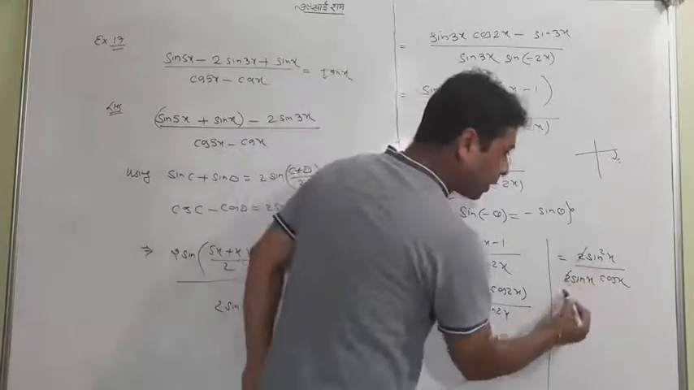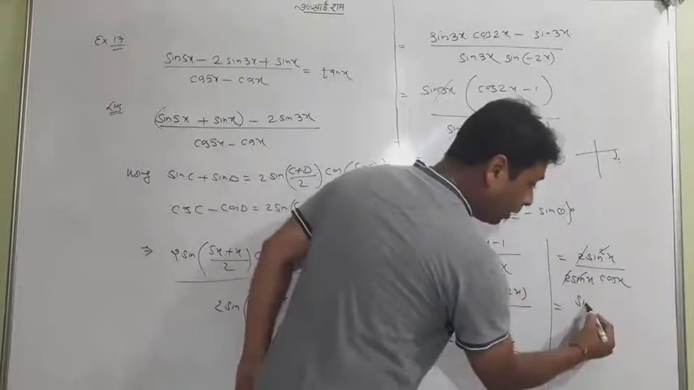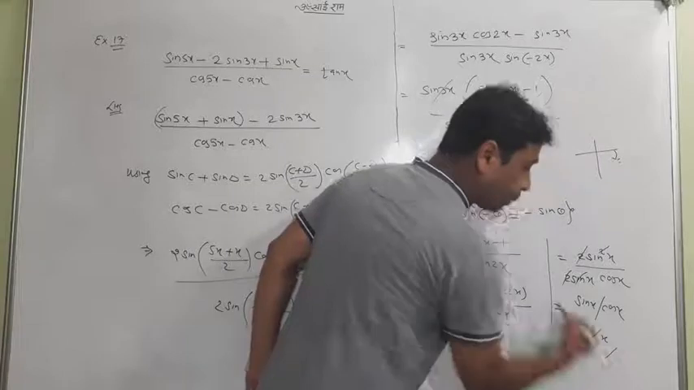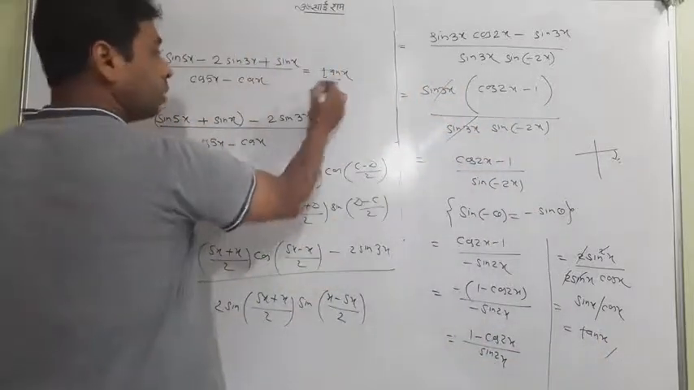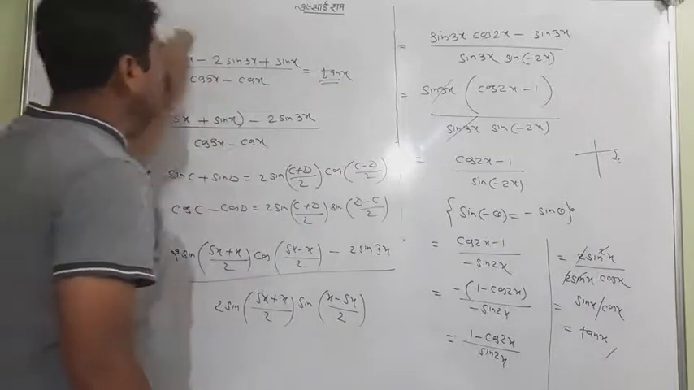Now 2 and 2 cancel, and one sine will cancel from one sine. So sine by cos will remain here, and you know that sine by cos is none else than tan x. And that's the answer. Right hand side you have got.